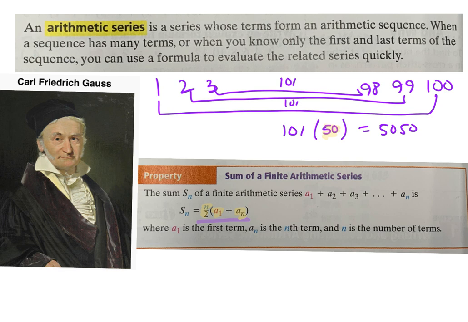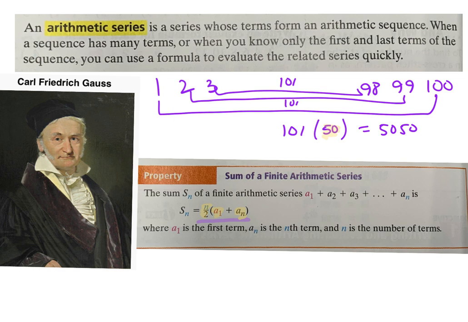But this is the series you have to memorize. Finite arithmetic series. a sub 1 all the way to a sub n. a sub 1 is the first term. a sub n is the last term. And n is the number of terms that you have.